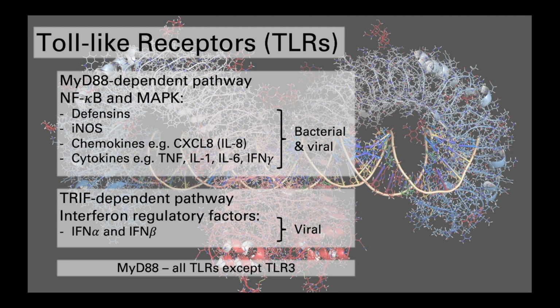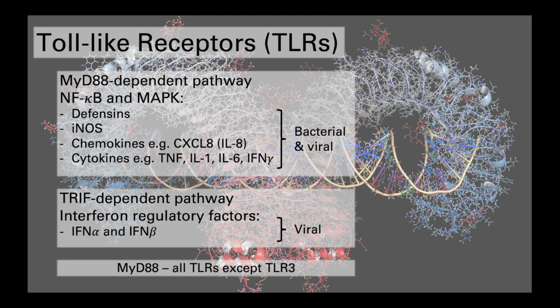So just to recap, toll-like receptors signal either via a MyD88 dependent or a TRIF dependent pathway. Those that signal via MyD88, which is every toll-like receptor except TLR3, can result in an antibacterial, antiviral, and in some cases antifungal response through the production of antimicrobials like defensins, inducible nitric oxide synthase, and cytokines and chemokines that drive a pro-inflammatory scenario.